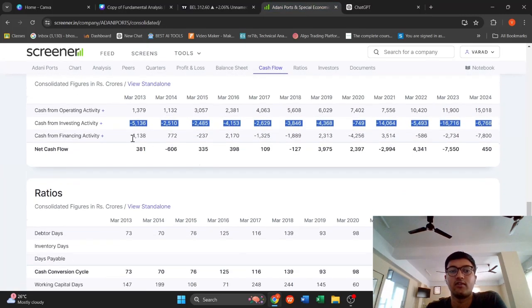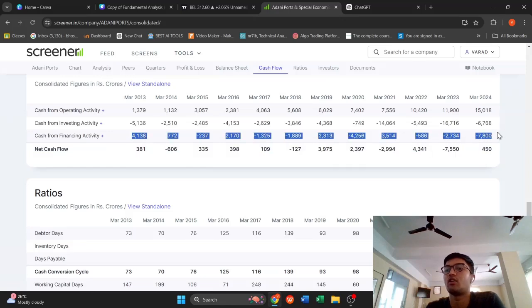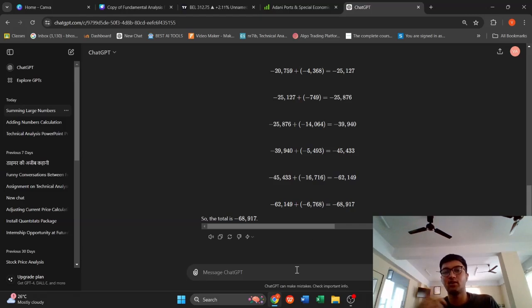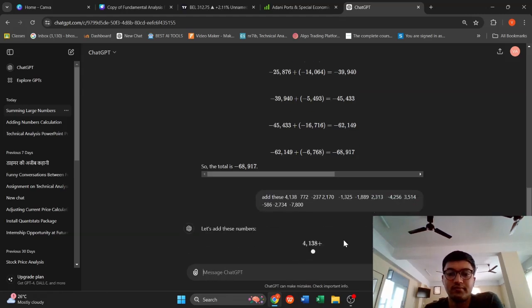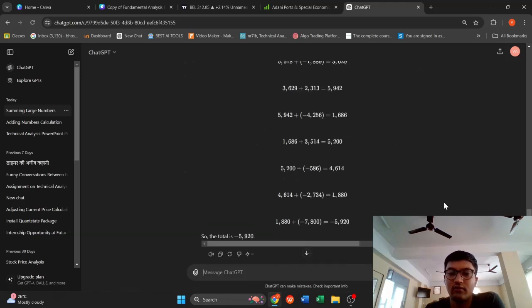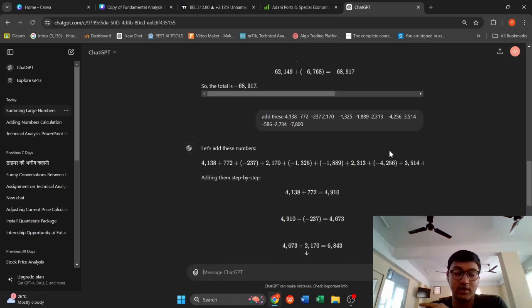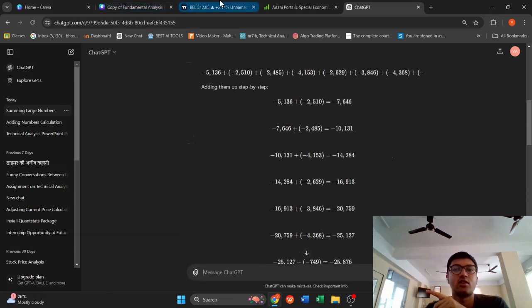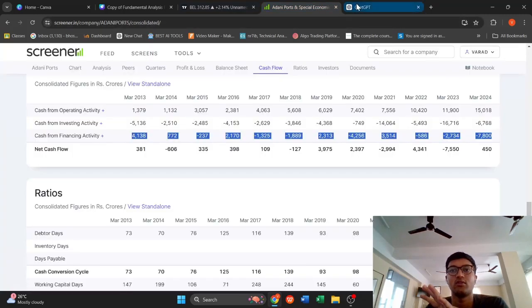Now financing activity. If it is a negative figure, that is what the company owes to the outside. So there will be a total of 5,920 crore. So how much does the company have to repay? 5,920 crores only, over the last 10 years, I'm telling. Am I wrong? No, I'm not wrong.